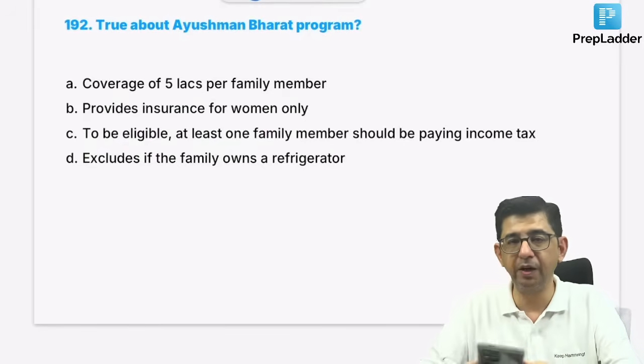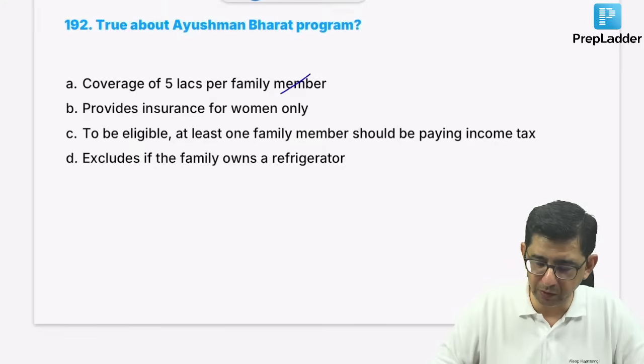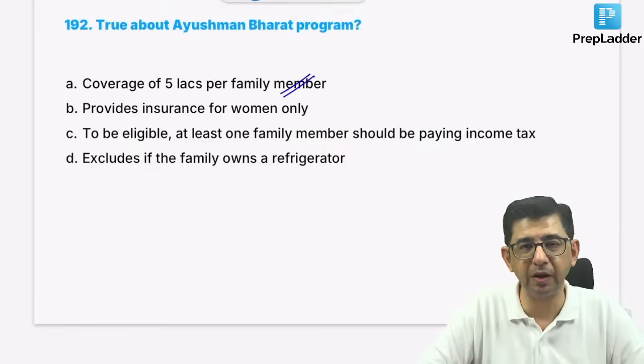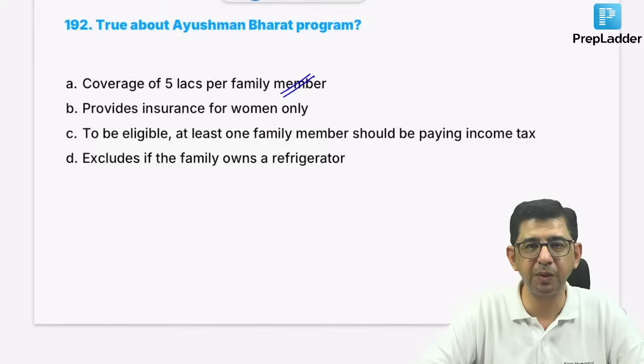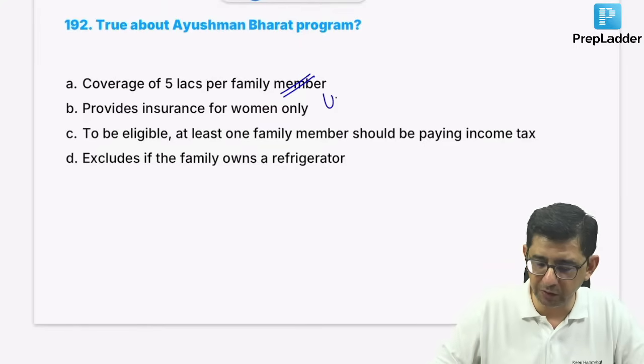Yes, coverage of 5 lakhs per family member. So it is not per family member, it is per family, right? So I'm removing the word per, it's not member. Like we are not America that we can give 5 lakhs per member. So that is ruled out. And this is obviously for everybody, it is universal, whether it is men or woman. So it does not matter.